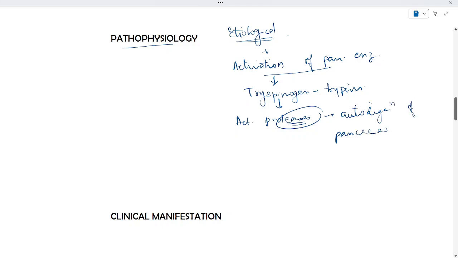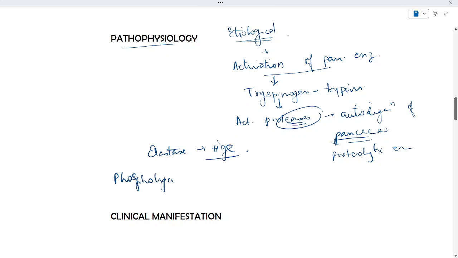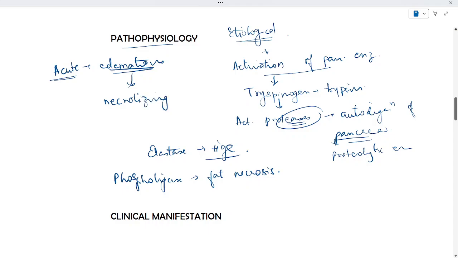This autodigestion of the pancreas will also cause the activation of other proteolytic enzymes such as elastase, which can cause hemorrhage, and phospholipase, which can cause fat necrosis. Clear? So the pathological involvement of acute pancreatitis ranges from edematous pancreatitis, which is self-limiting, to necrotizing pancreatitis. Here, edematous pancreatitis is self-limiting. Okay, so this is about it.